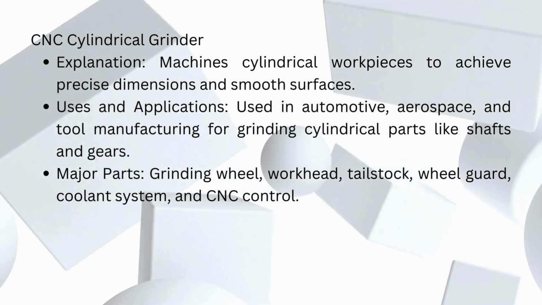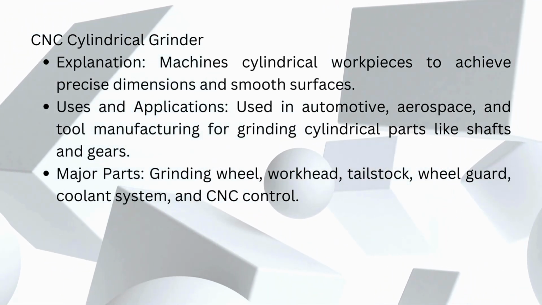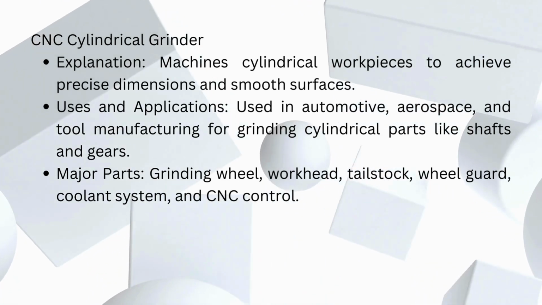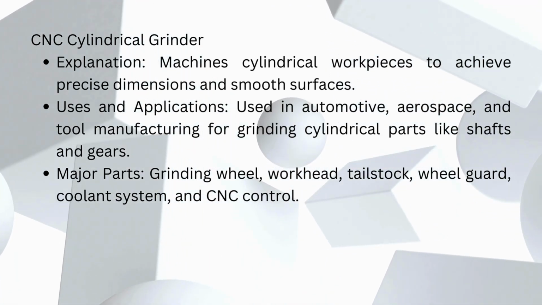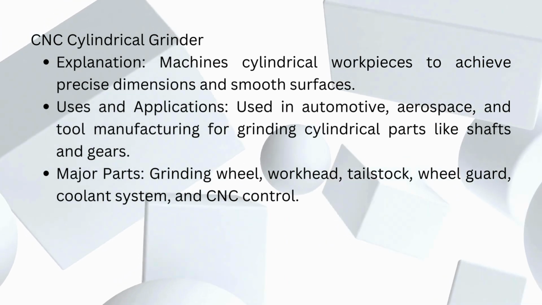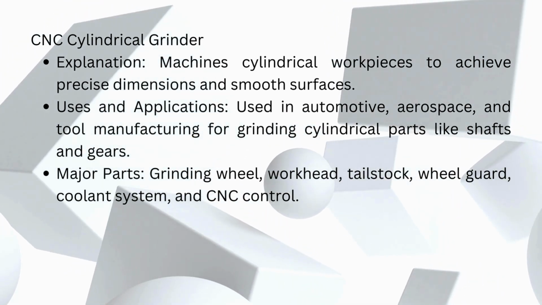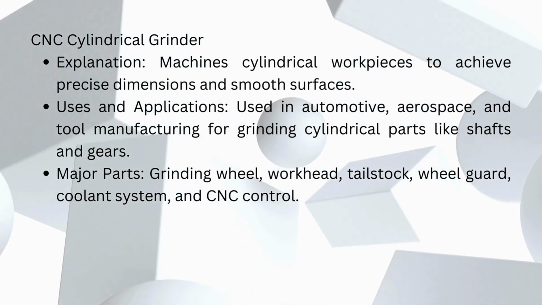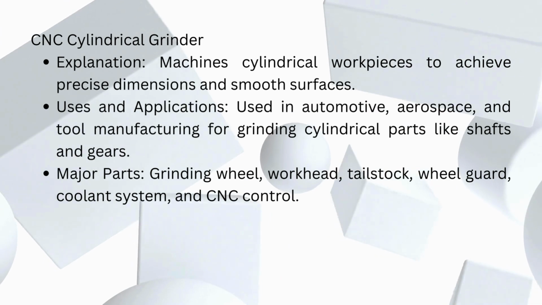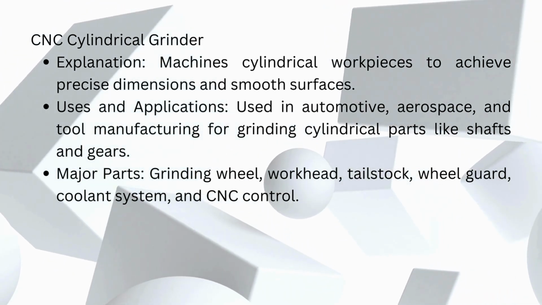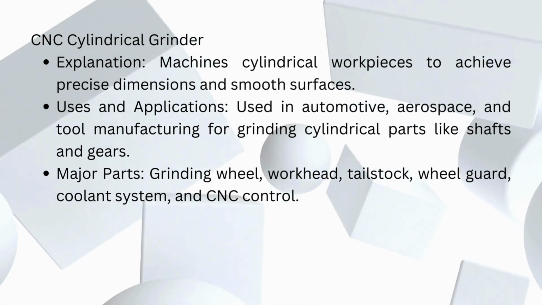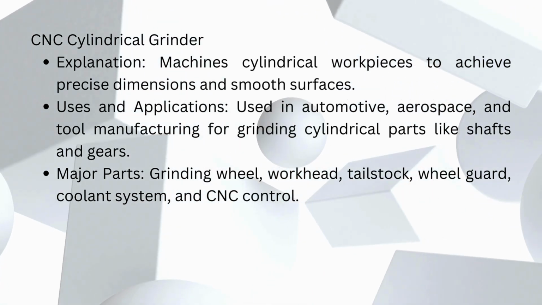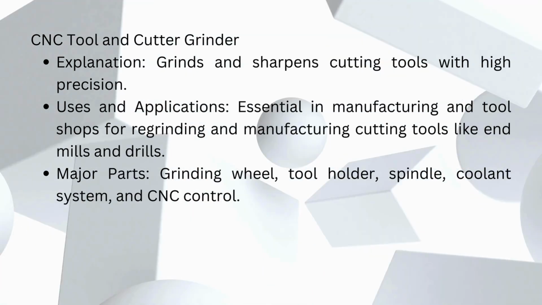CNC cylindrical grinder. Explanation: machines cylindrical workpieces to achieve precise dimensions and smooth surfaces. Uses and applications: used in automotive, aerospace, and tool manufacturing for grinding cylindrical parts like shafts and gears. Major parts: grinding wheel, workhead, tailstock, wheel guard, coolant system, and CNC control.